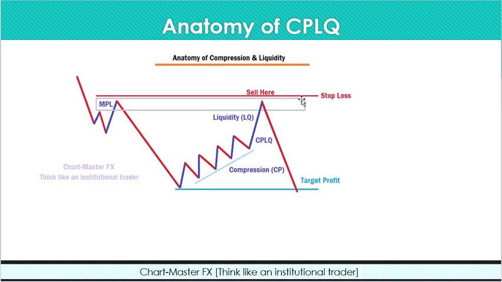So the stop loss should be above the MPL or the valid decision point, and your target profit should be at the bottom of the compression. However, if you want to be more risk preservative, you can put your first target profit here before compression, because sometimes the price may come here and bounce and goes up and engulfs this MPL.